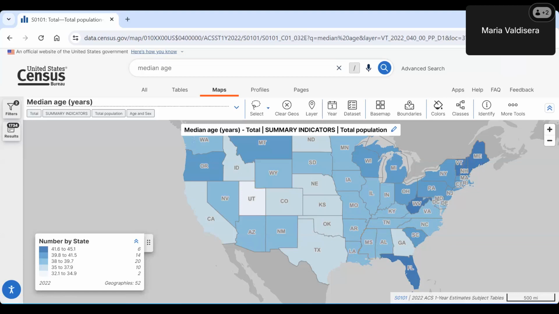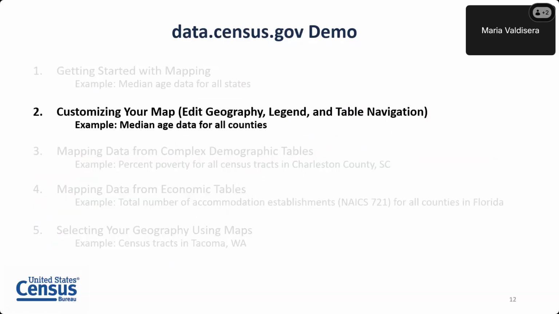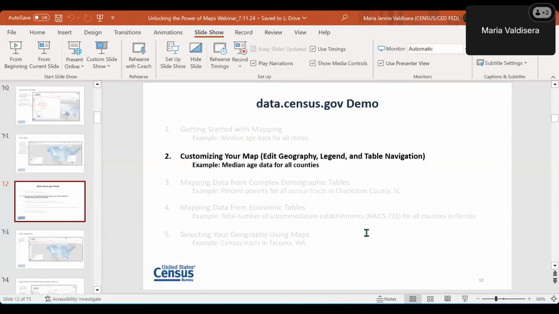Going to the second part of this example, which is going to directly still use the map that we're using. We're going to be looking at median age data for all counties. So I'm going to be showing you how you can edit your geographies and then look at some of the other features on the site, including being able to change the data that's in the legend and some other table navigation that can come through the map view.